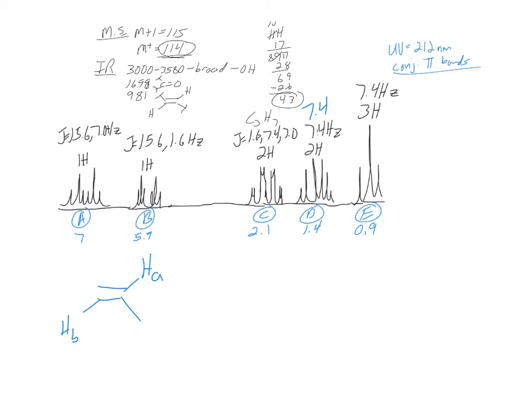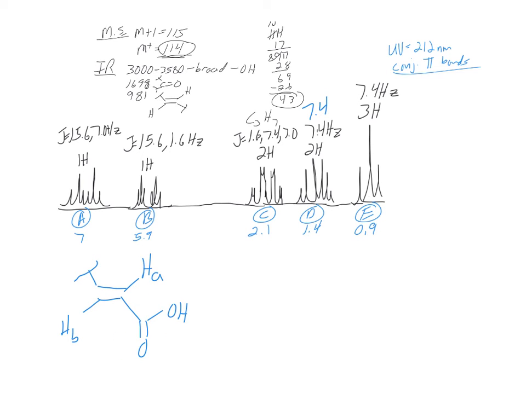A carboxylic acid, probably, right? C double bond O. We have to account for that C double bond O somewhere, and we see that broad range like that. So let's put a C double bond O over here. That's going to be electron withdrawing. That's everything we knew from the IR. Now we just put it in place to make sense with A and B. A would be more de-shielded because it's closer to the carboxylic acid.